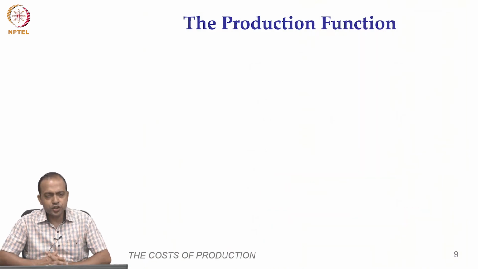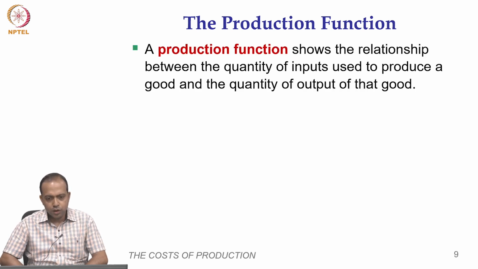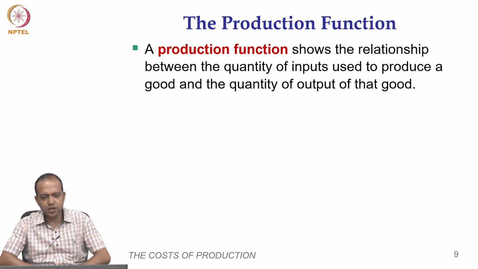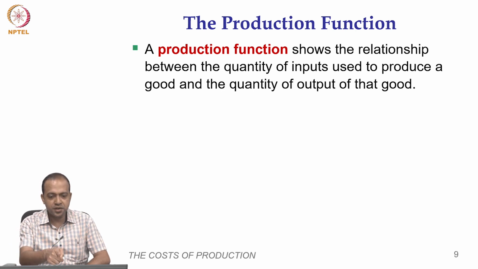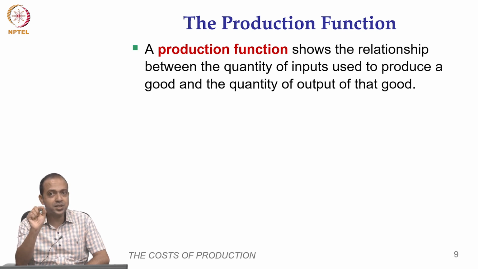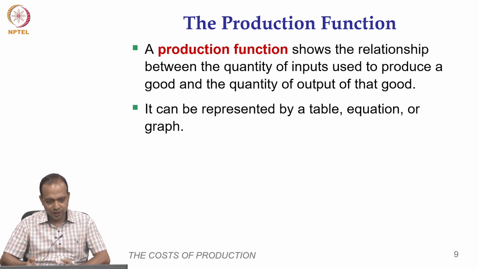Now, the production function we have already discussed yesterday. Let us now quickly look into this once again for a better understanding. So, the production function shows the relationship between the quantity of input used to produce a good and the quantity of output. One thing you have to keep in mind, as I mentioned yesterday, is that this quantity is the maximum attainable quantity, and it can be represented by a table, an equation or a graph. Let us take all of them together.